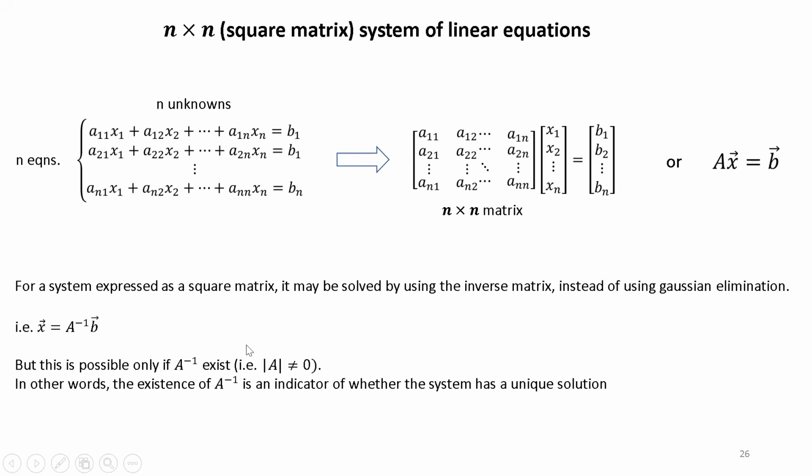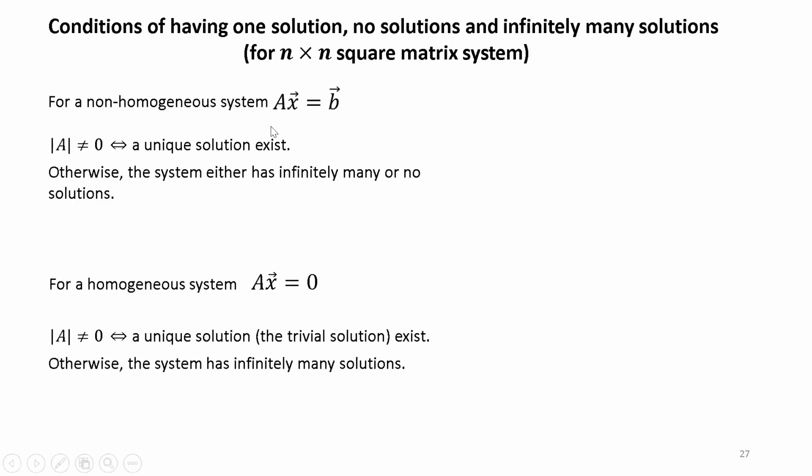In other words, the existence of this A inverse is the indicator of whether the system has a unique solution or not. Again, let's divide it into two cases. For a non-homogeneous system, if the determinant of A is not zero, that means the inverse of A exists, so there is a unique solution. Otherwise, the system can have either infinitely many solutions or no solution, so we need more information.